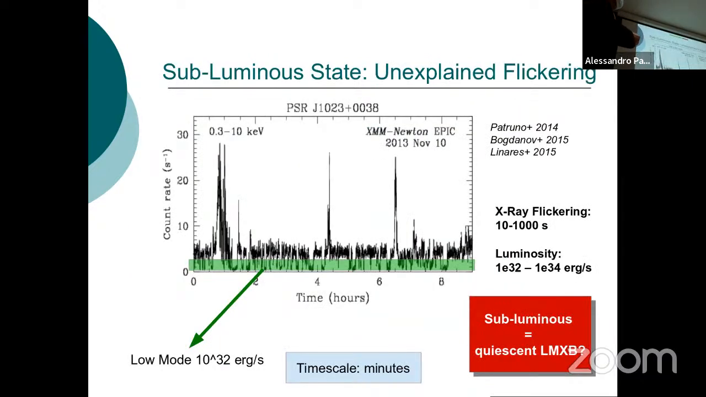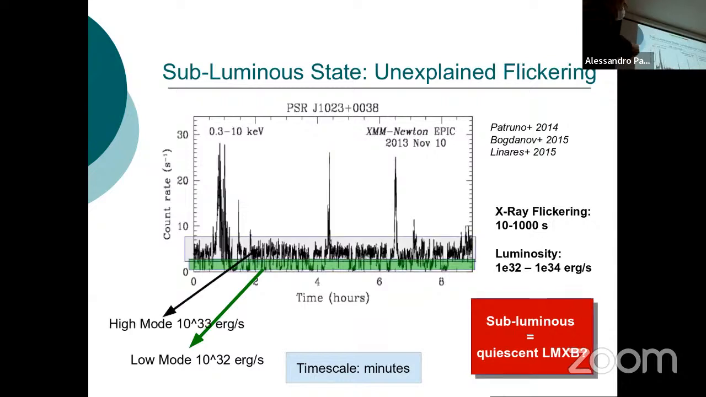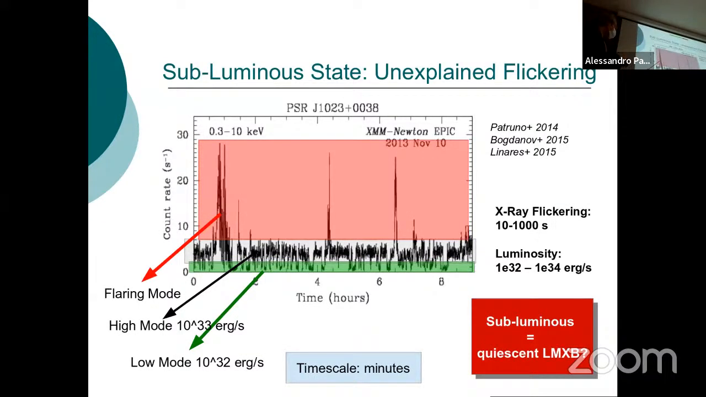This is an XMM-Newton light curve in the 0.3 to 10 keV range. And you see all these fluctuations, which are very stable, at least in these two luminosity states. There is a very stable low luminosity state that corresponds to luminosities of 10 to the 32 erg per second. And then there is a higher luminosity state at about one order of magnitude higher luminosity, and it's very stable. And then there are these flares which occur on timescales of a few hours and last for a few minutes only.